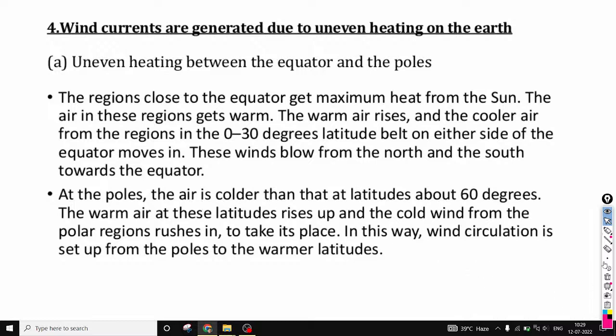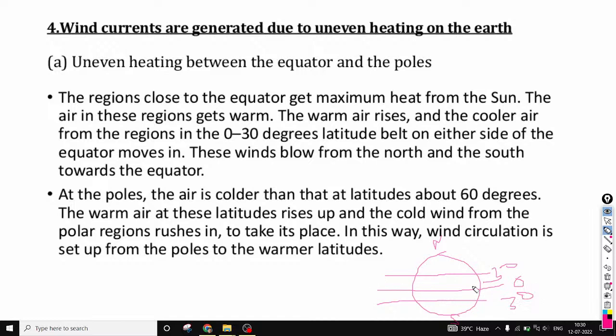Suppose this is your earth, and this is your north, this is your south, and this is your equator. So from the equator, 30 degrees on the upper side and 30 degrees on the bottom side, this is 30 degrees, this is 0 degrees, and this is again 30 degrees.